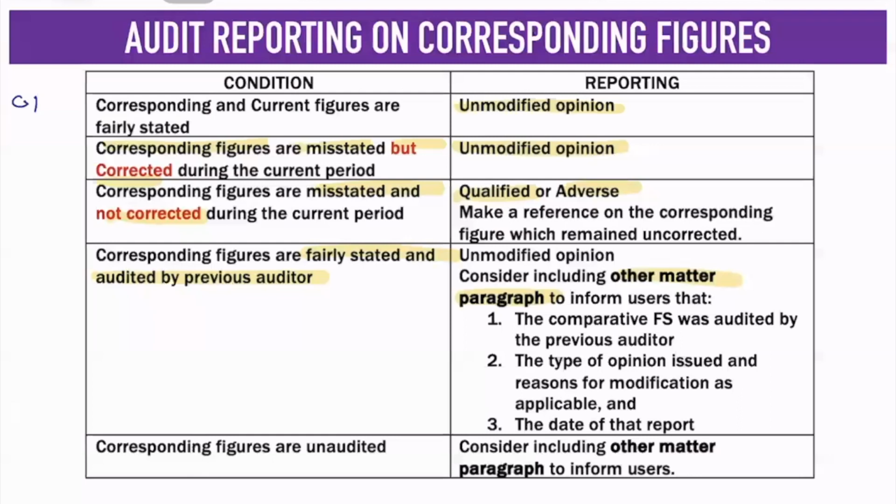And what will you include in those other matter paragraphs? That it was audited by a previous auditor, the type of opinion provided by the previous auditor, and the date of that report. If the corresponding figures are unaudited, then another other matter paragraph. Just take note, you provide an other matter paragraph in comparative information, whether that is comparative FS or corresponding figures.